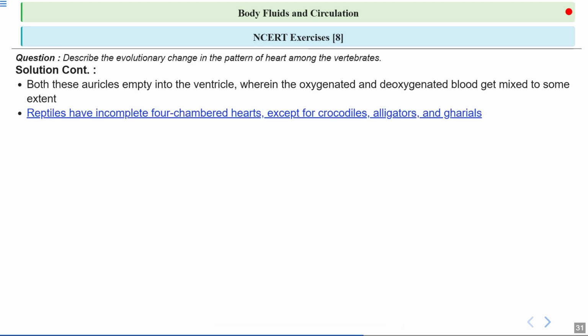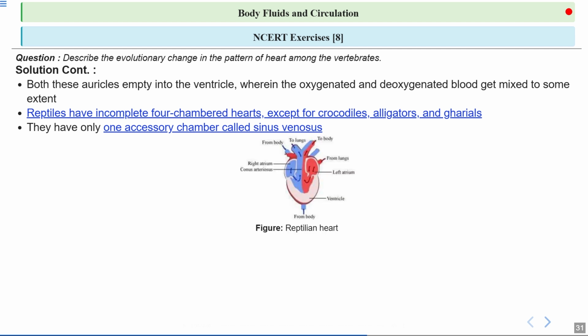Now, reptiles, let's talk about the reptile. They have an incomplete four-chambered heart, except for crocodiles. Crocodiles, alligators, and gharial have a four-chambered heart, so they are the exception. Another feature of the reptilian heart is the presence of only one accessory chamber called the sinus venosus. This chamber acts like a waiting area for the blood where it enters the main heart chamber, helping to regulate the blood flow.